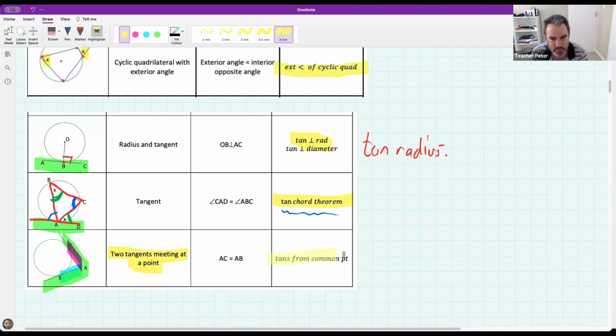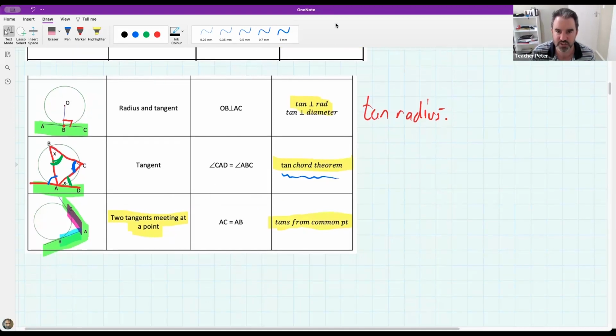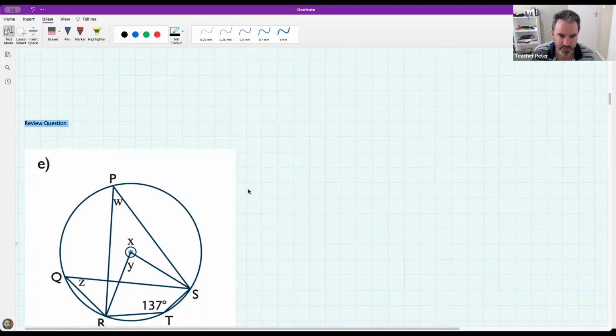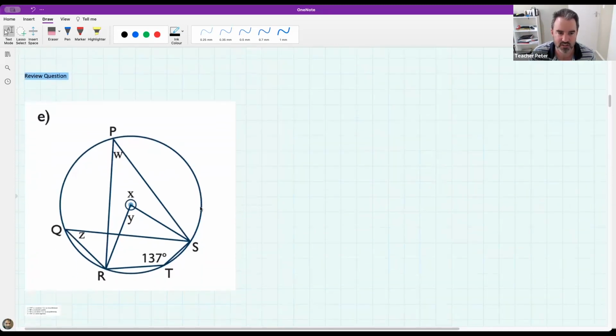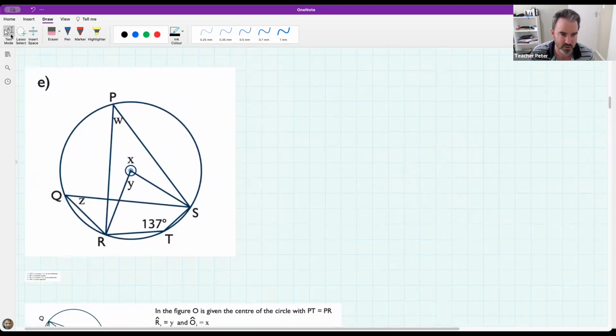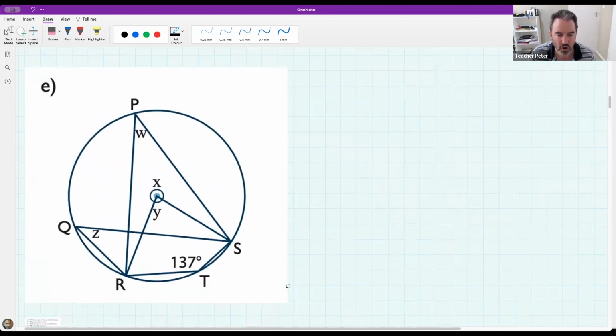Now, it's probably a few too many words all up front, but I'm going to come back to the tangents in a moment. Let's just do a little bit of revision of a question that we did. We're not even dealing with tangents first. Let's try and solve this problem. What you have to do is find the size of angle Z, the size of angle Y, the size of angle W, and the size of angle X.